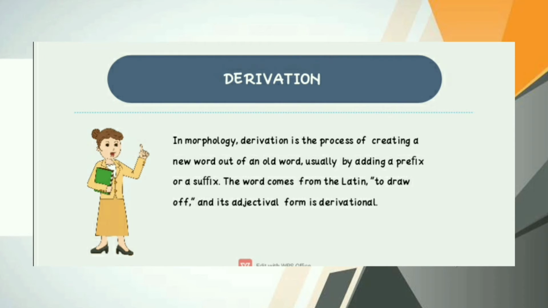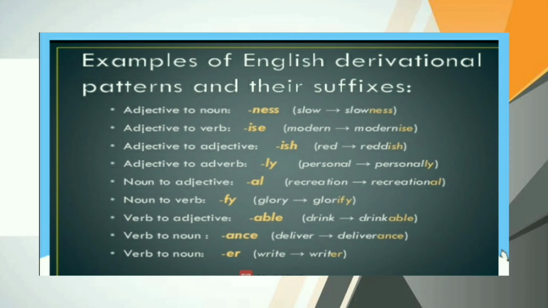Derivation, on the other hand, in morphology is the process of creating a new word out of an old word, usually by adding a prefix or a suffix. The word comes from the Latin meaning to draw off, and its adjectival form is derivational. Examples of English derivational patterns and their suffixes are here. I can give you the examples in this picture.